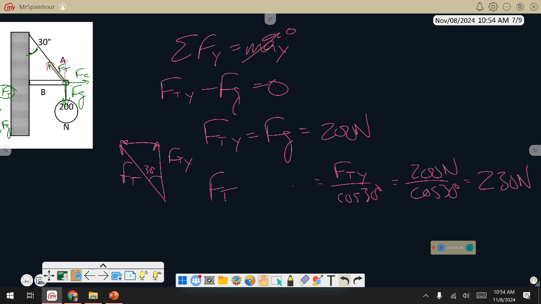Now, if you ever get stuck on one of these problems, there's a spot where you shouldn't get stuck. And it's this. If you don't know what to do, sum the forces in the x and y. So if you sum the forces in the y, that's done. Now sum the forces in the x. More than likely, that's where your other answer is.